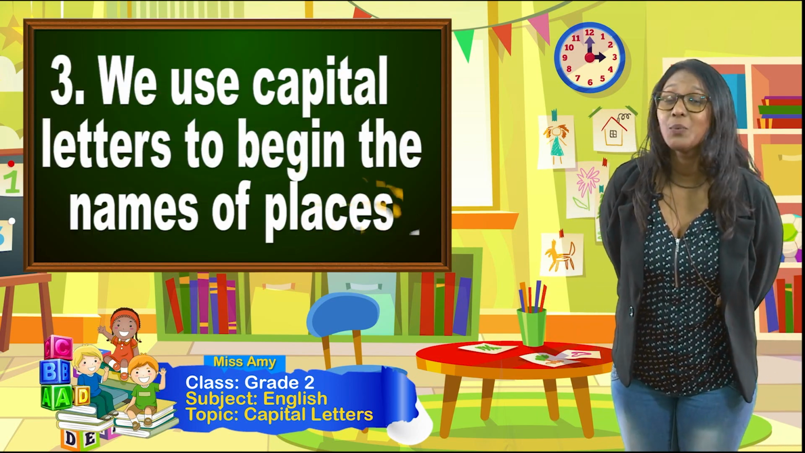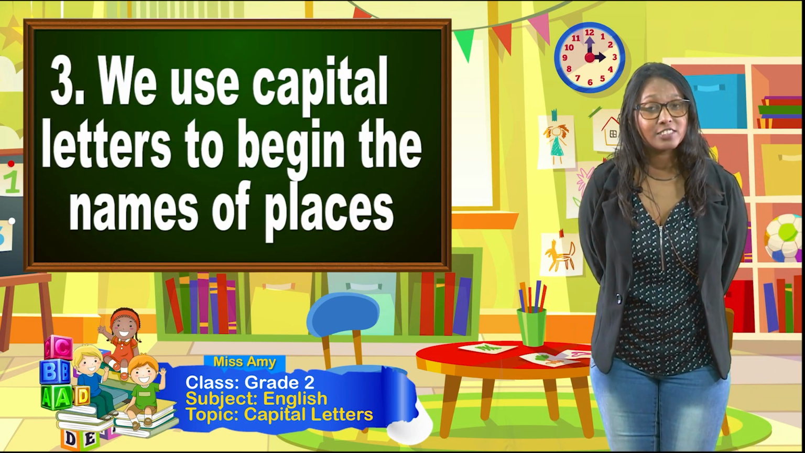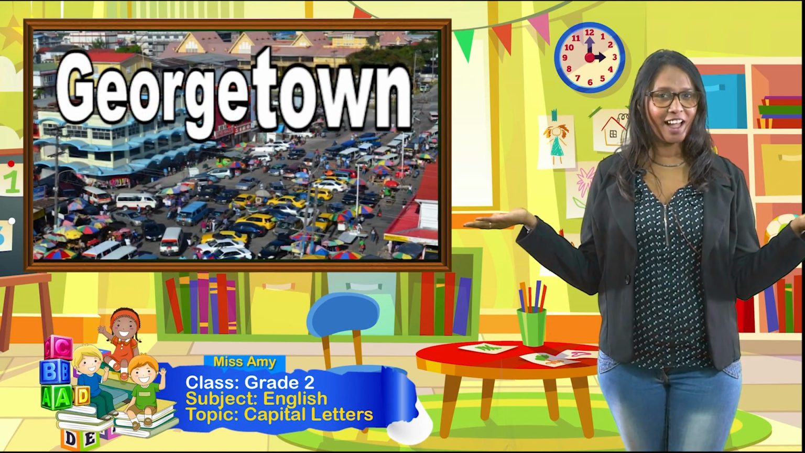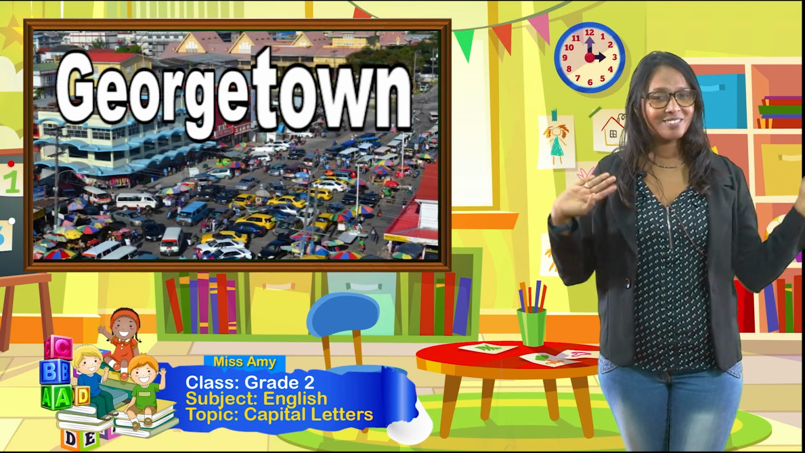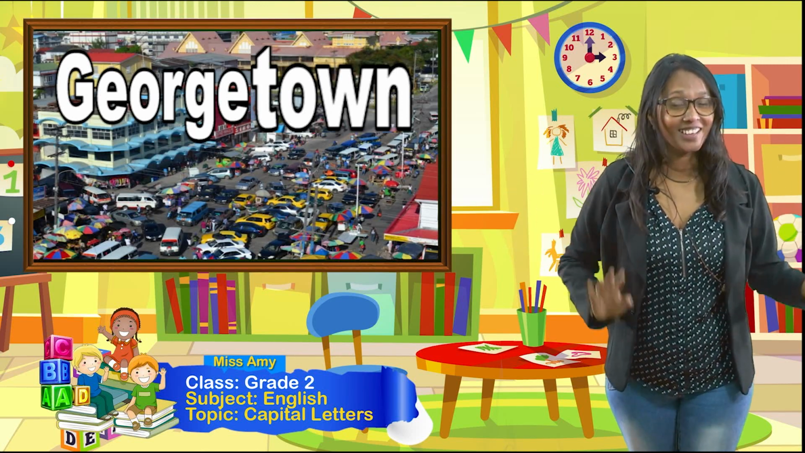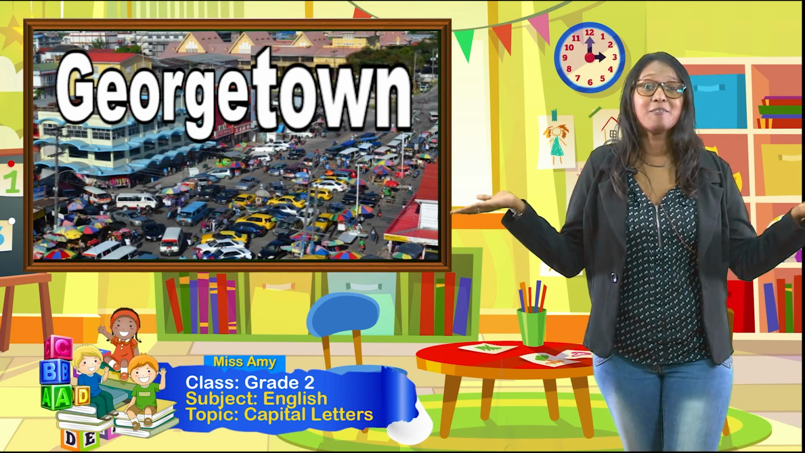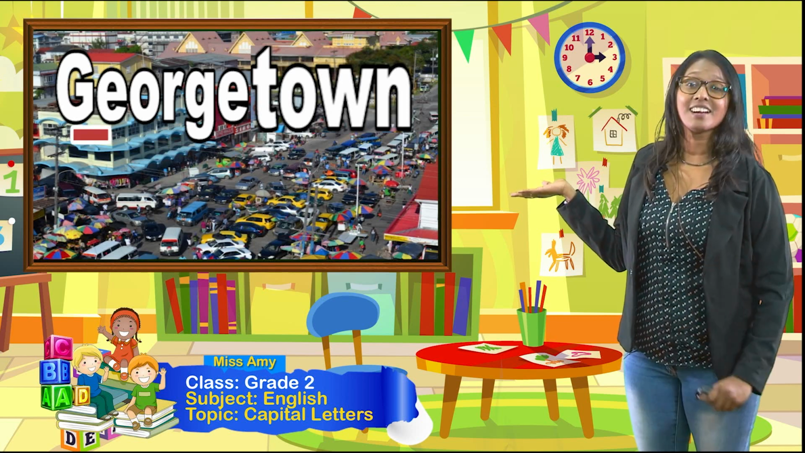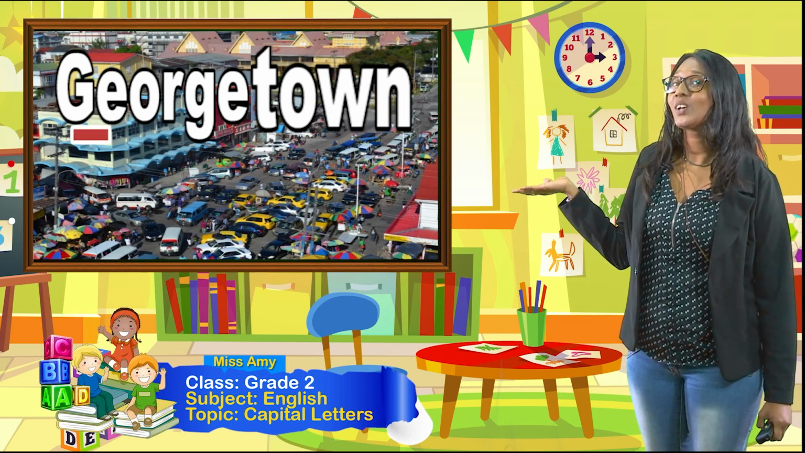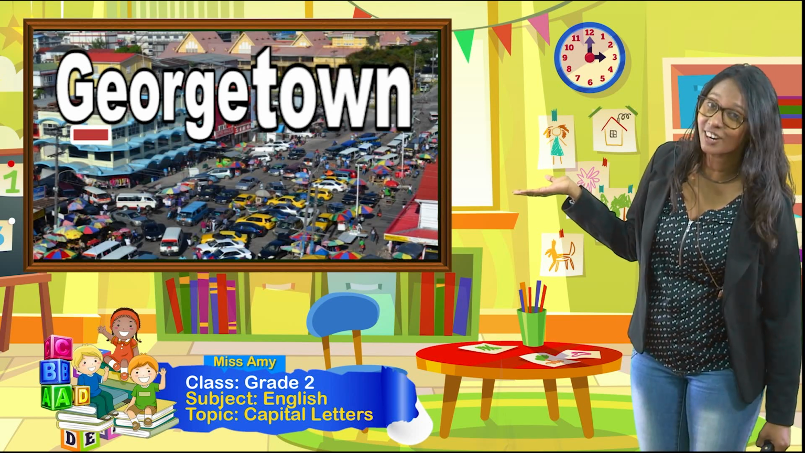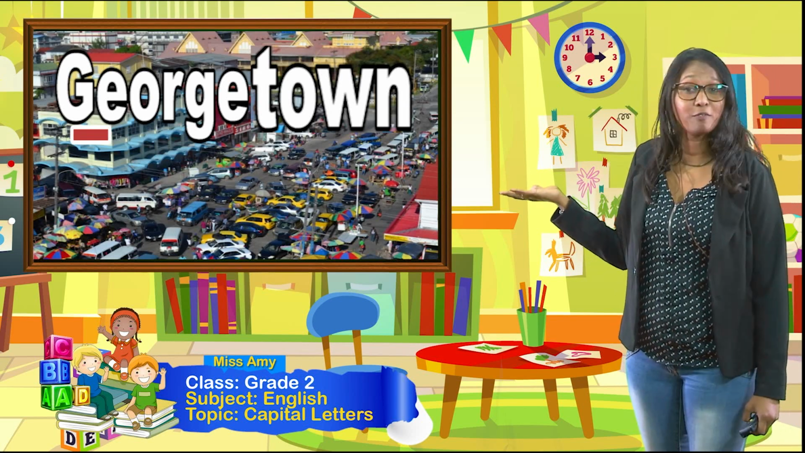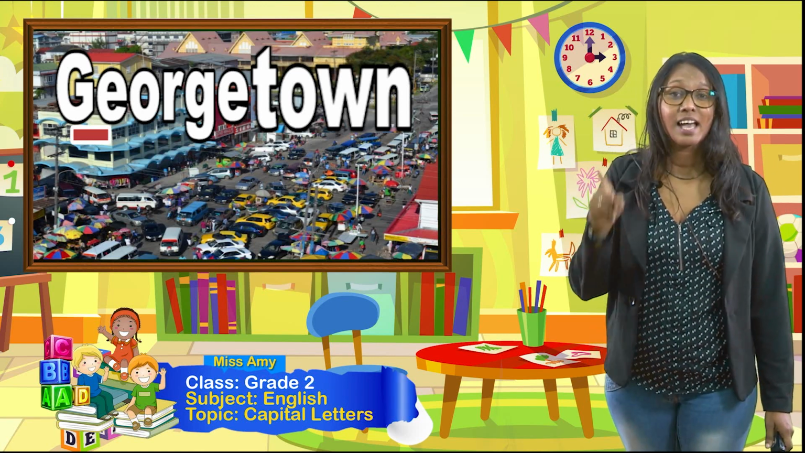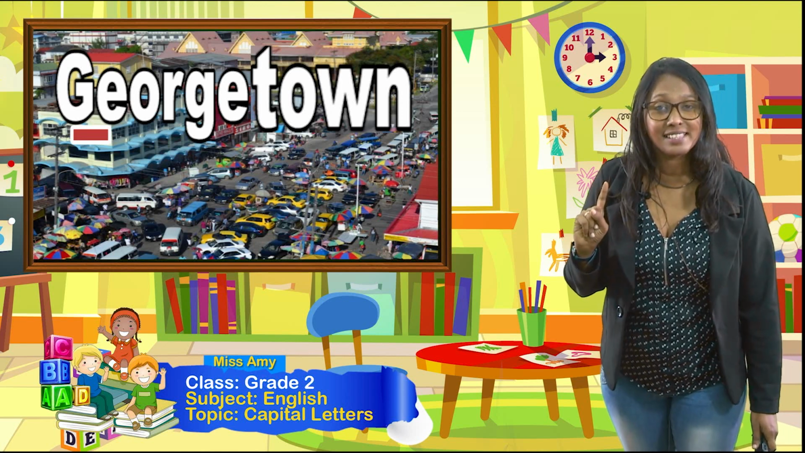Guess what? We also use capital letters at the names of places. Now, Georgetown. Who likes to go to Georgetown? Who's excited when they're in Georgetown? Georgetown is the name of a place. So, the letter G starts the word, so it goes in a capital letter because it's the name of a place. So capital letters are used at the names of places.